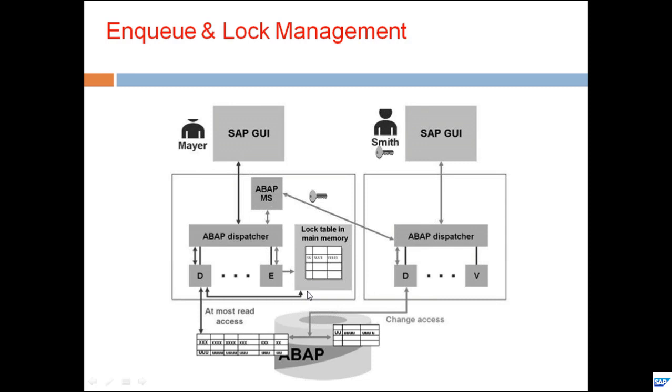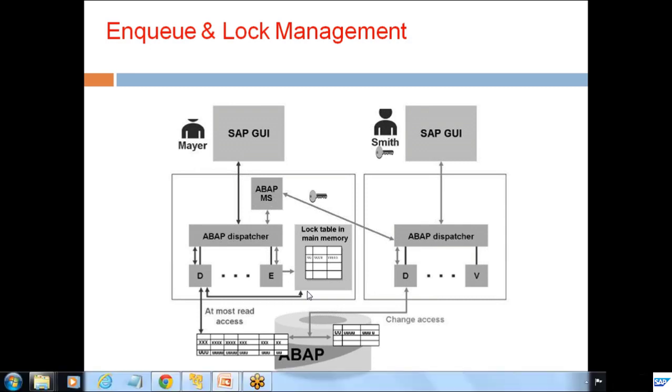So this is the concept. When one user is accessing data from the database, that means it is locked by that user. And so if any other user tries to access the same data, it won't be allowed. So that is how lock management happens in SAP. There are different kinds of locks, so I will tell them one by one and explain.